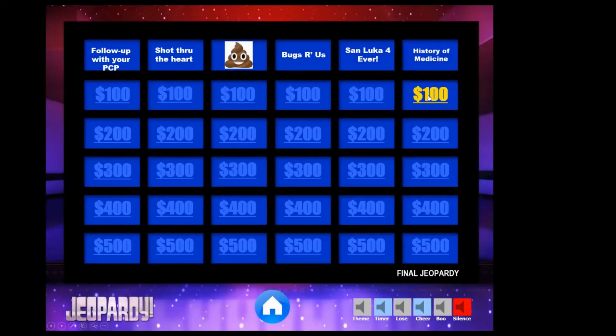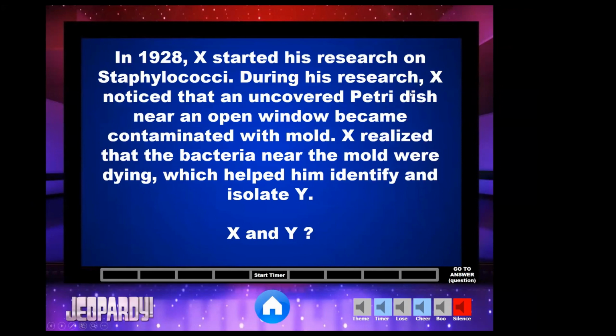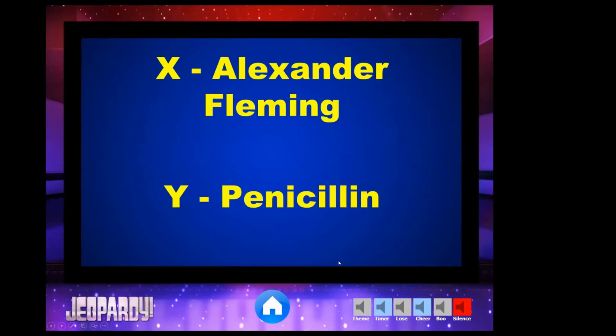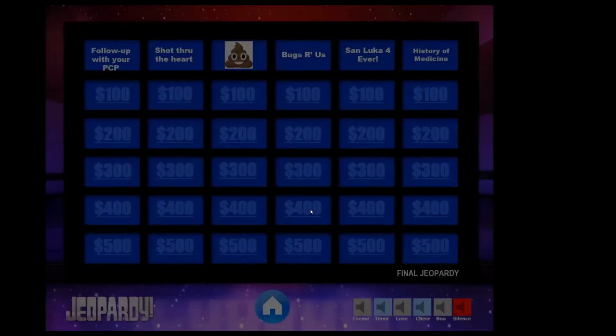All right. And the last question for 100, that was climactic. In 1928, X started his research on staph. During his research, X noticed that an uncovered petri dish near an open window became contaminated with mold. X realized that the bacteria near the mold were dying, which helped him isolate and identify Y. Give me both X and Y. Penicillin. That is correct. Who is X? Alexander Fleming. That is correct. So Connor, which is team 3, gets these points. That is 100. And that is the end.